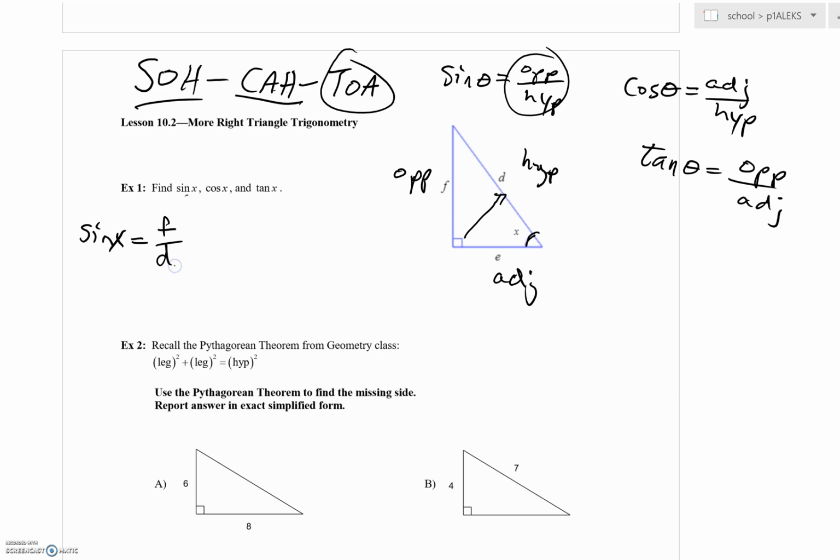Now, realize you'll be given some problems where you're going to actually have to write ratios with variables, with letters. And that's perfectly okay. A ratio is a fraction, right? Cosine of x, that's adjacent over the hypotenuse. That's E over D. And then finally, tangent of x, you can see right here that's opposite over adjacent. That would be F over E. So you did that yesterday, believe it or not, and you'll get some more review with that today as well.